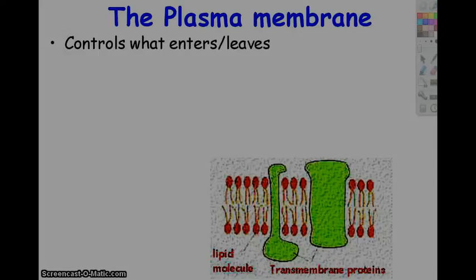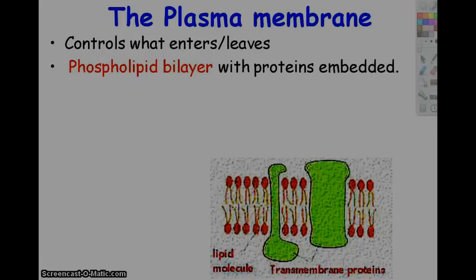So the job of the cell membrane is to control what enters and leaves. This way there's a semi-permeable barrier, and that allows the cell to carry on different functions and maintain a different internal environment than what's outside of the cell. And its design is a phospholipid bilayer. Bilayer as in two, so it's two layers of phospholipids.